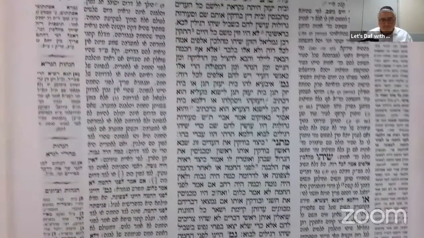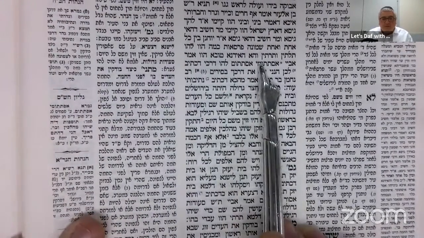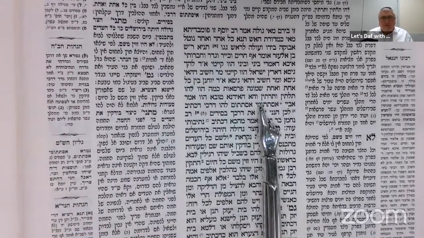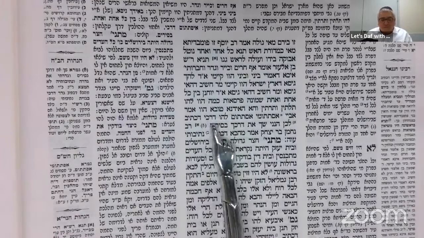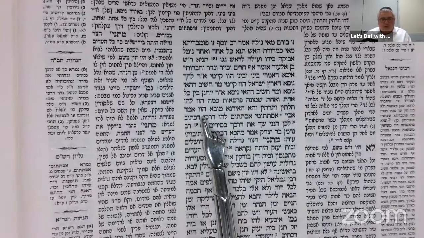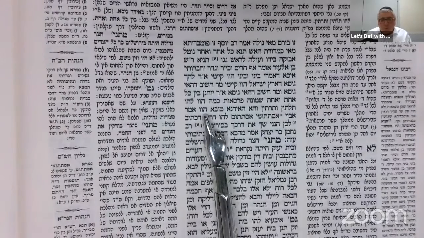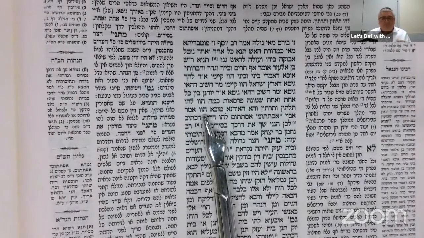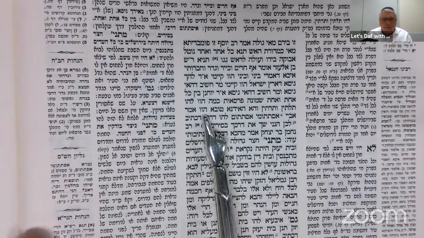So let's see what the Gemara says. It works out to a total of 32, because eight times four is 32. If you drive from Eretz Yisrael to Babel and you clock your odometer, you're going to clock a lot more than 32 parsaos.